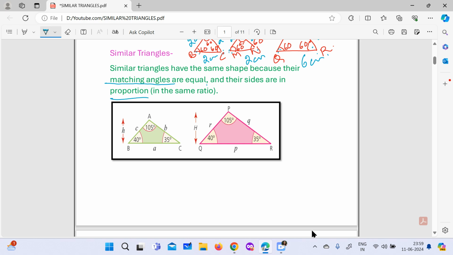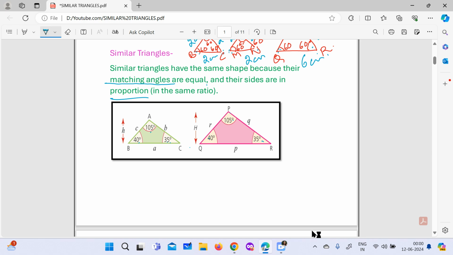So let's see, here we have two triangles ABC, PQR. When we look at the angles, see 105 here, here also 105. Here you have 40 degrees, here also 40 degrees, and 35 degrees here and here also. So we can see that these are the corresponding angles which are equal.